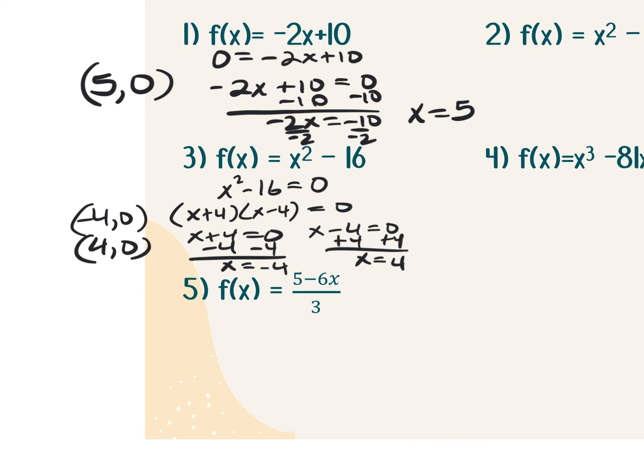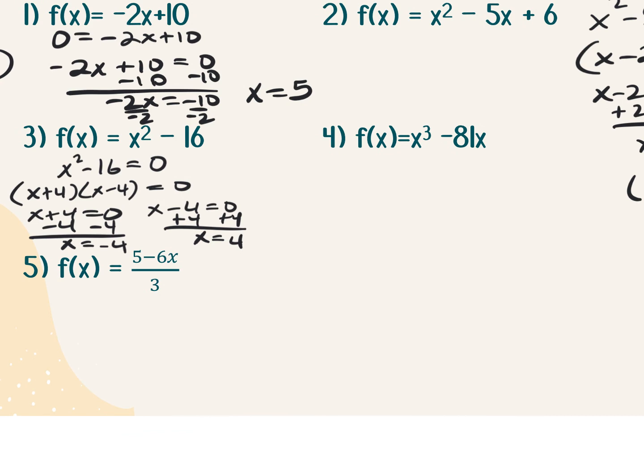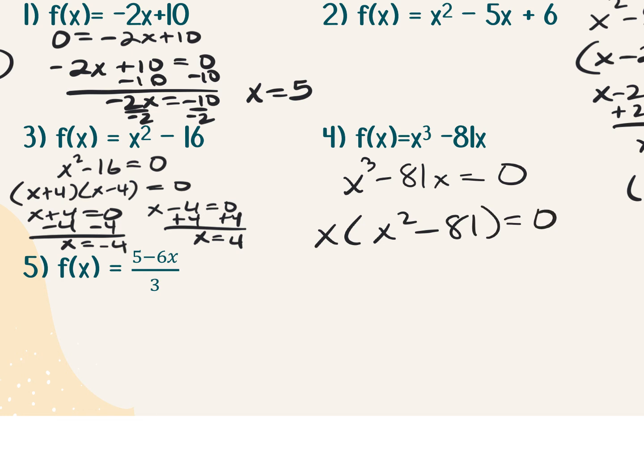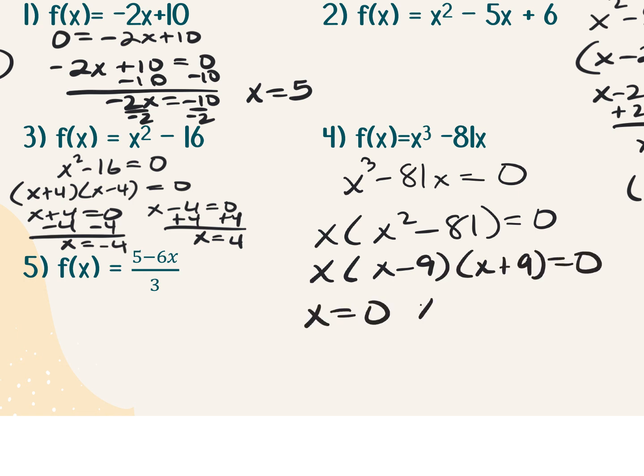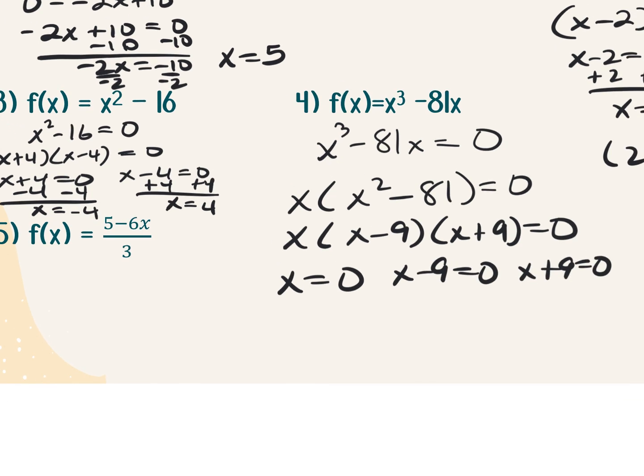Then for number 4, this is a cube. But notice we can pull a GCF out. So at first you might think, oh, I've got to do SOAP, but not necessarily because it's got a GCF. You should always look for a GCF first. I can divide them both by x. And now I have the difference of 2 squares. So x times x minus 9, x plus 9. Set each of them equal to 0. And now solve. The first solution is already done. It's just x equals 0.